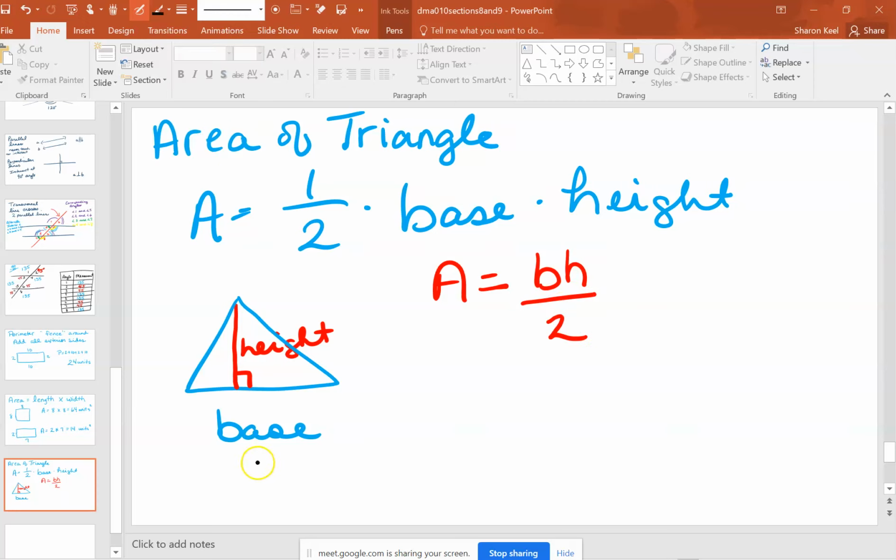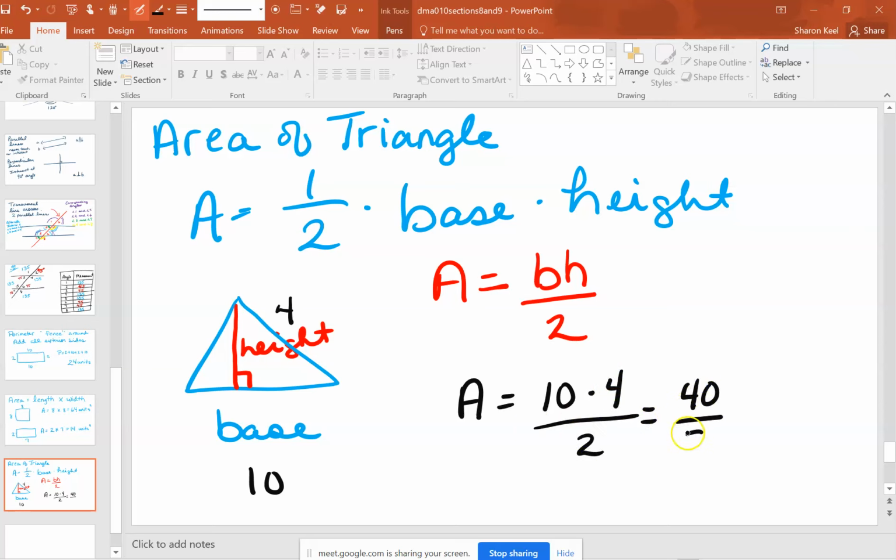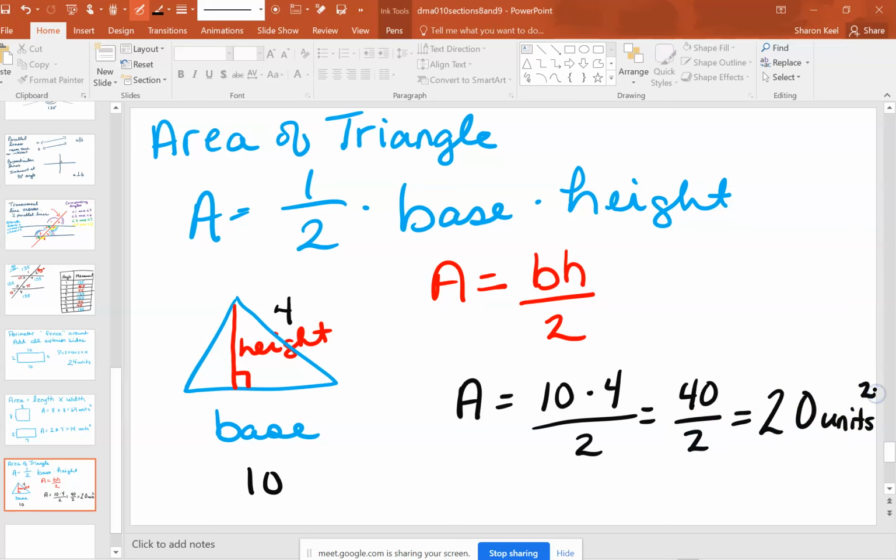So if I tell you that the bottom is 10 and I tell you that the height is 4, my area would be 10 times 4 over 2. 10 times 4 is 40. 40 divided by 2 would be 20. And our units, again, are going to be square units.